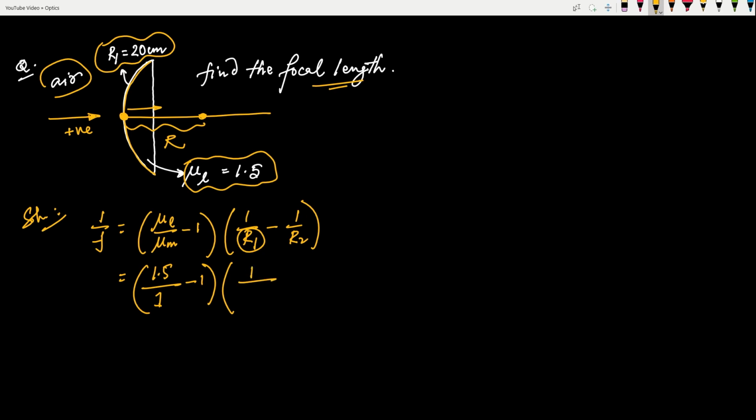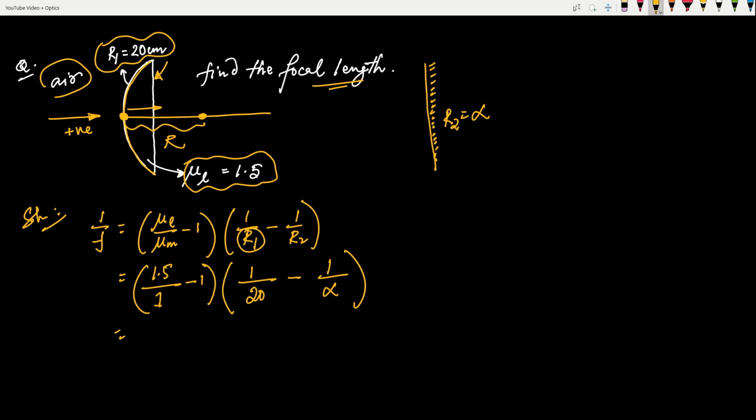So 1 by f, we can put the value here, 20 minus 1 by R2. Now this is our second surface. If we look into this surface, then this is a flat surface, isn't it? And I have told this while explaining plane mirror that the radius of curvature of a plane surface is actually infinity. So you can say that R2 is equal to infinity. Therefore, we'll put the value here. Don't worry about the sign.